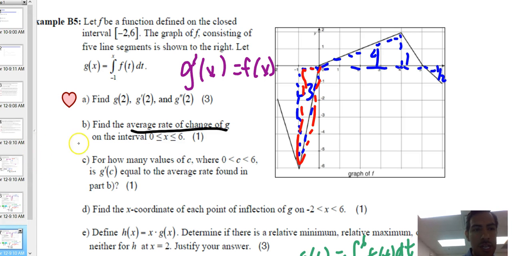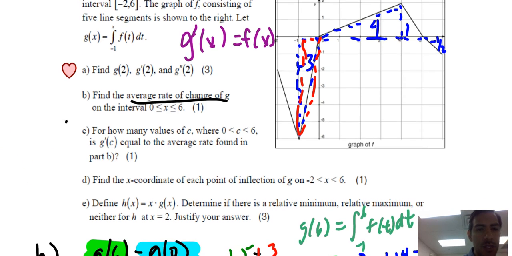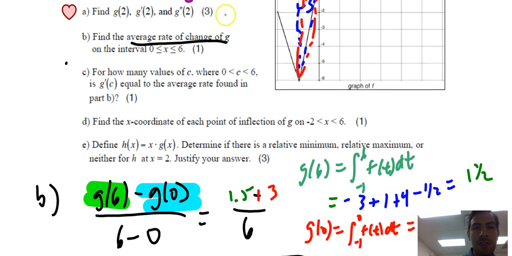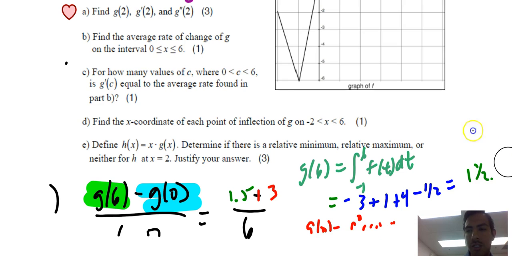Okay, let's see. Next. Let's go and get C. Oh my God, there's 5 parts here. Holy moly guacamole.